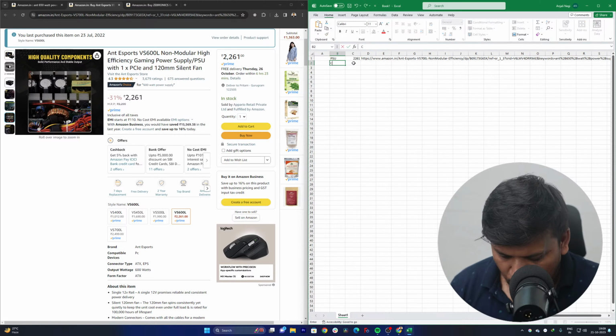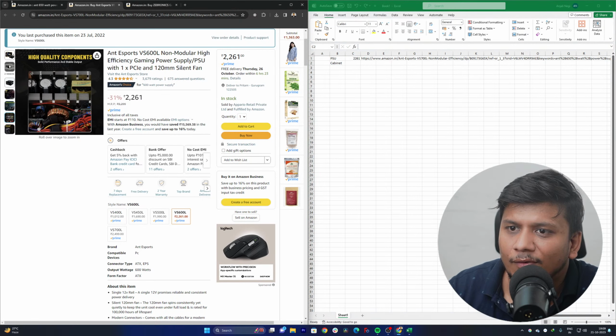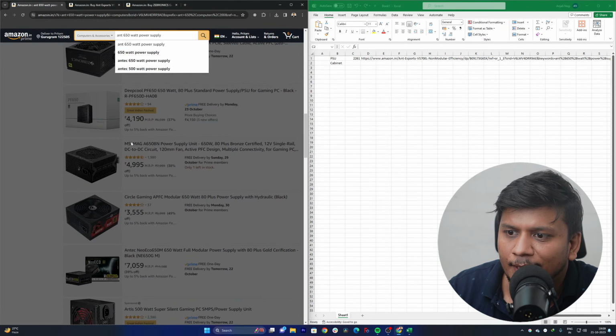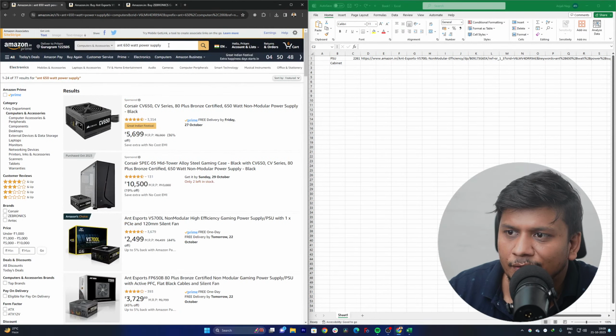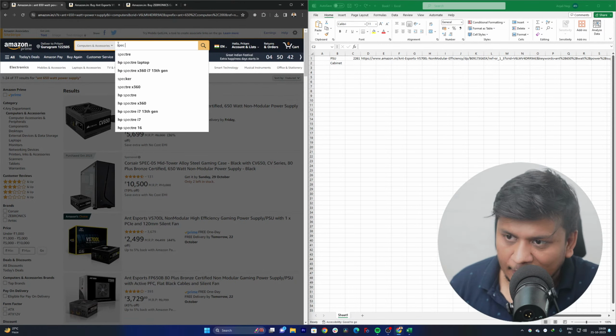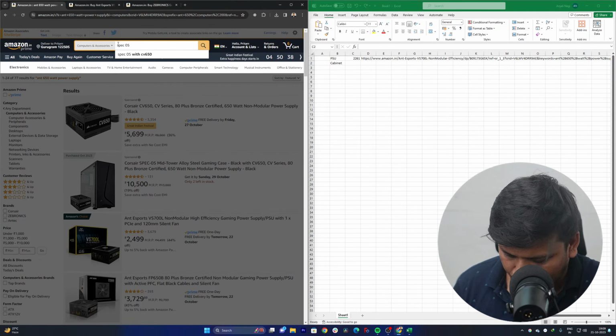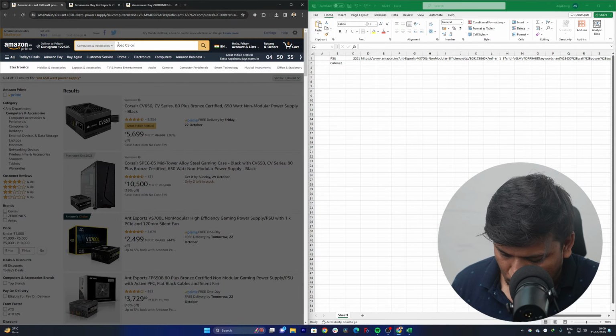Now let's move on toward the cabinet. I wanted to go with this particular one, Spec 05, but since this is now toward the expensive side, let me again have a look. Corsair.